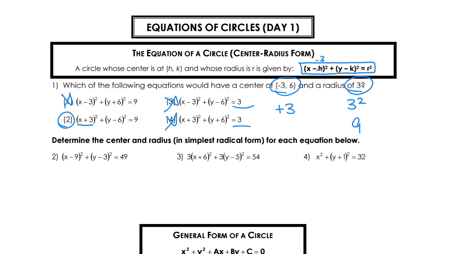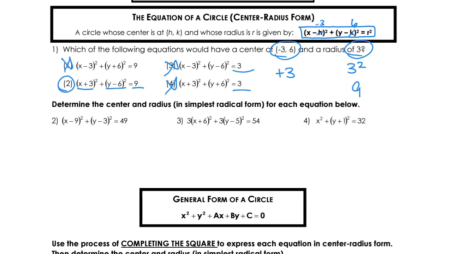All right, double check the y. When you put that 6 in, you're looking for y - 6, which is also right there along with your radius squared. And so that's why we are picking choice 2. All right, let's go ahead and take a look at number 3.